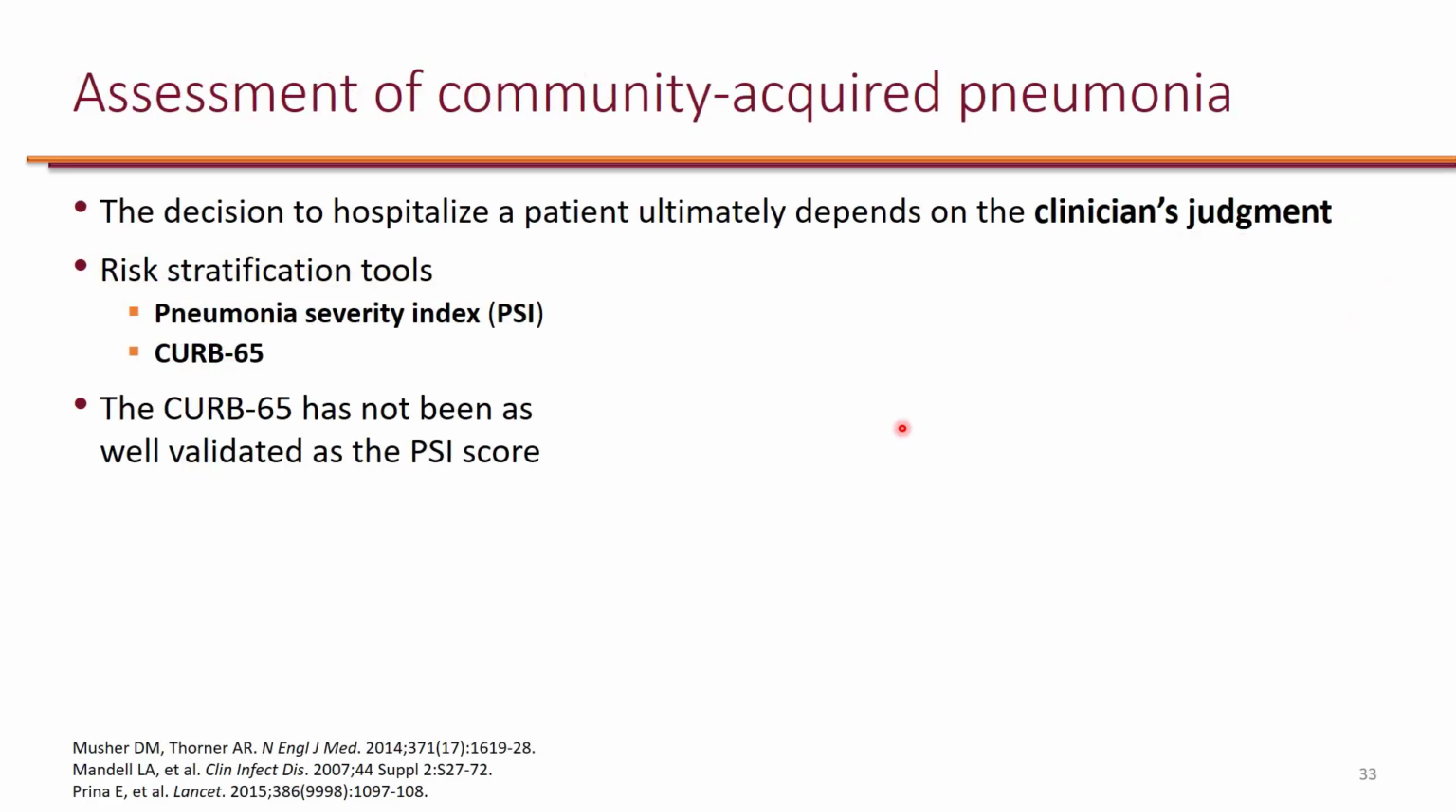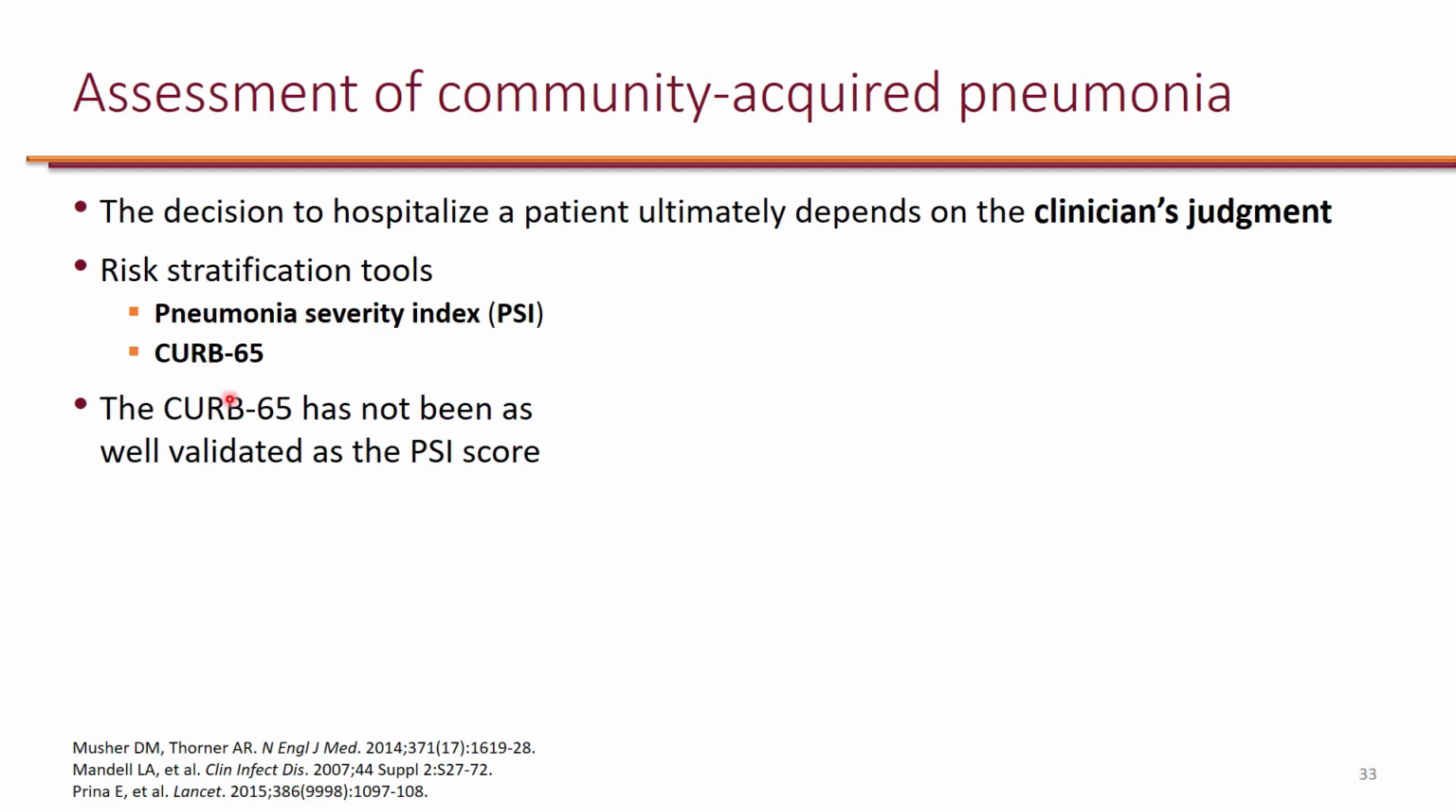Now, of course, the decision to hospitalize the patient ultimately depends on the clinician's judgment. So clinical judgment is important, but there are also some tools that can be used in order to aid in making that decision. So there's the Pneumonia Severity Index, or PSI. It's also referred to as the PORT score. And there's the CURB-65 score. Now, these scores are just to help. They are not to replace clinical judgment.